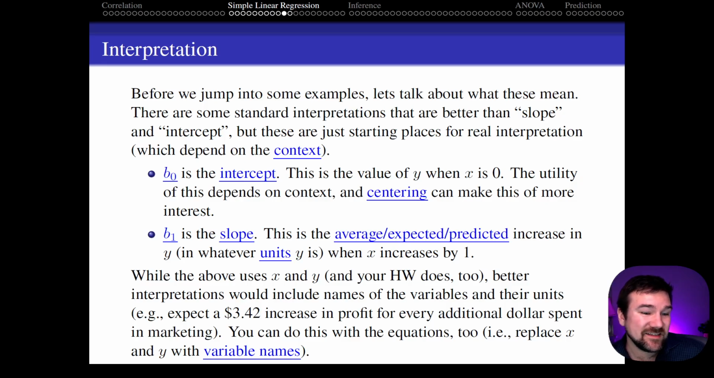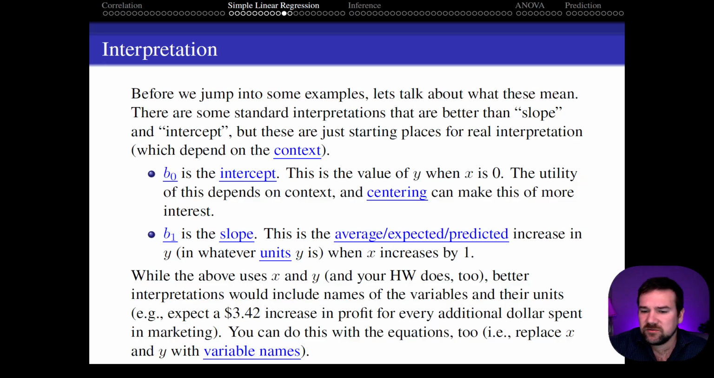Now, even these interpretations are pretty standardized. I hope the conversation and context help explain them, but they're still a bit generic. Better interpretations for concepts like this are going to include the names of the variables and their units. So for example, instead of the average increase in Y when X increases by 1, or let's say beta 1 was 3.42, we'd say Y on average increases by 3.42 every time X increases by 1. Instead, we'd use the names and units of the variables we're talking about.